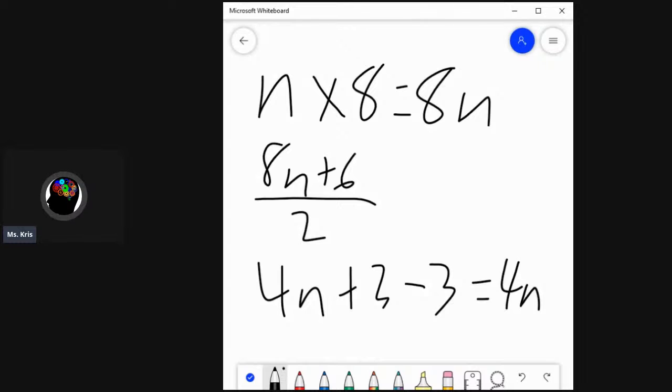Any questions on inductive reasoning, counterexamples, or deductive reasoning?